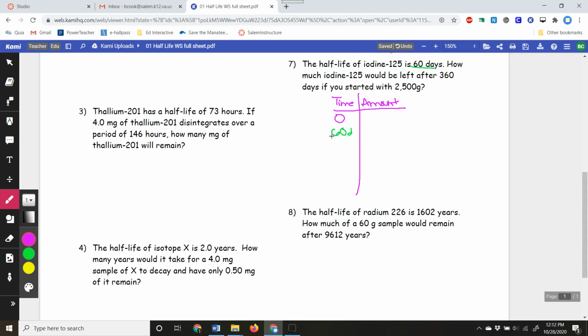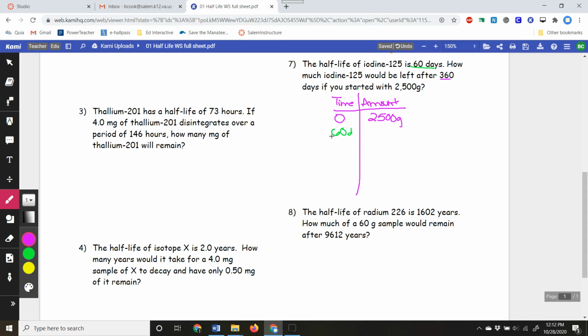It says how much iodine-125 would be left after 360 days if you started with 2,500 grams. All right, so that amount that we're starting with is our starting amount, and we always put that at the top of the amount column. So we need to extend the time column until we arrive at 360 days. So you need to get your calculator handy if you're not going to do a lot of the math in your head. I'm going to do it just as a good example.